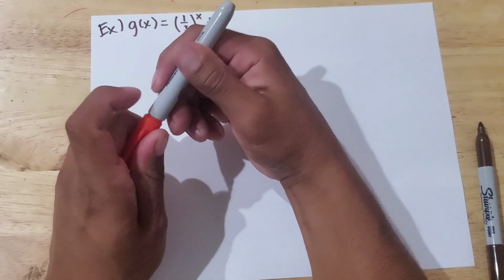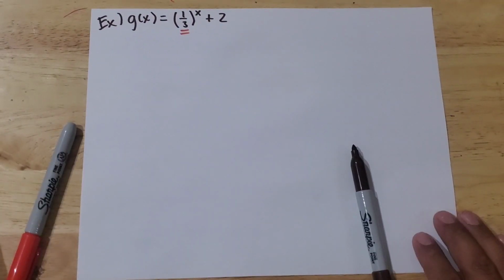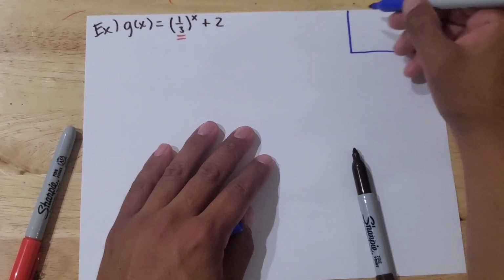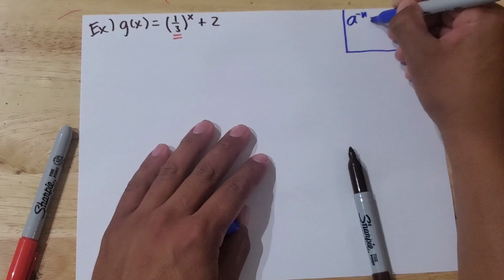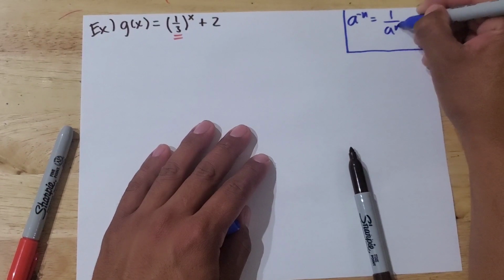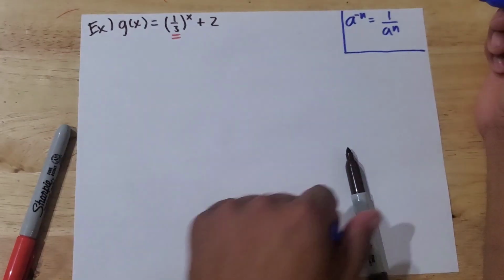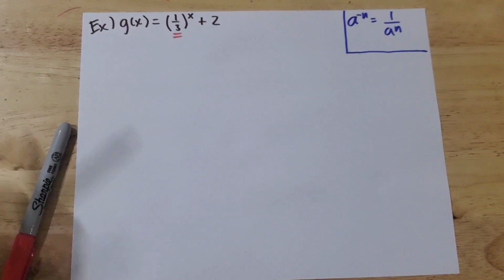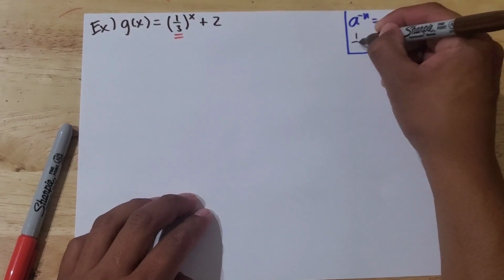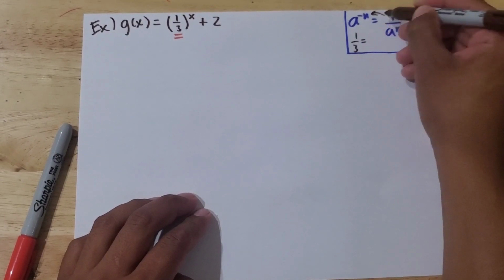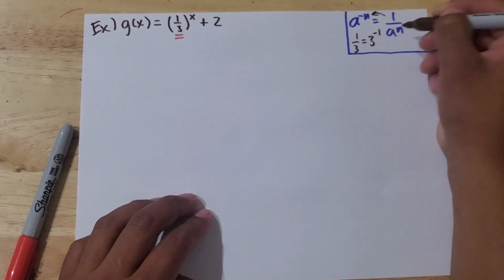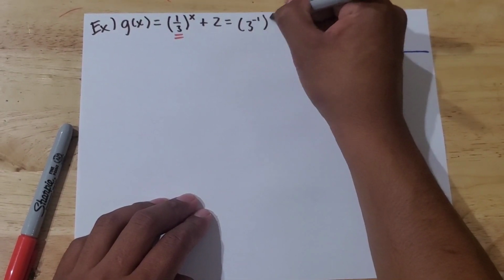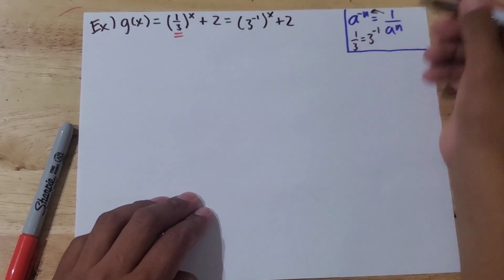So there's a trick that we can do, and I'm going to put it over here on this box. It's using the rule of exponents with negative exponents. You can always rewrite a negative exponent as a fraction. I did that in the previous examples. So instead of writing 1/3, I'm going to use this rule backwards. I can rewrite this as 3 to the negative 1 power, so this is equivalent to 3 to the negative 1 power to the x plus 2.